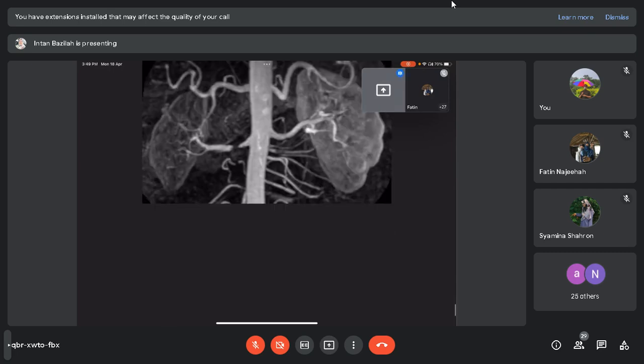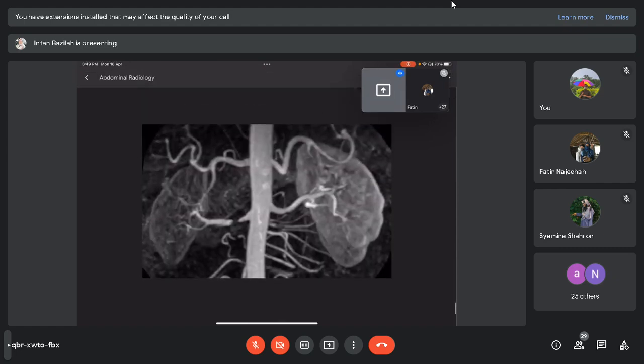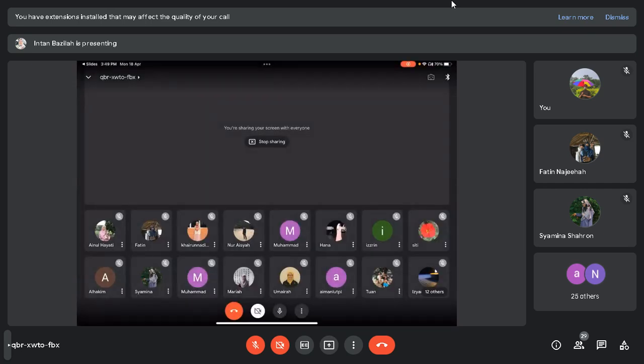Okay, I think that's all. Just an overview of abdominal imaging. Anyone has any questions? Is there anything you don't understand?